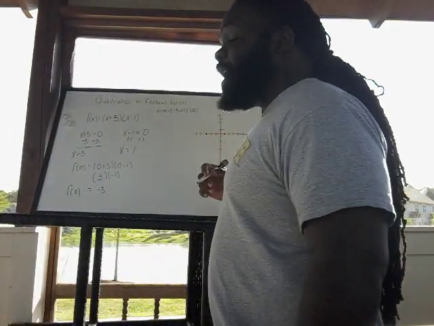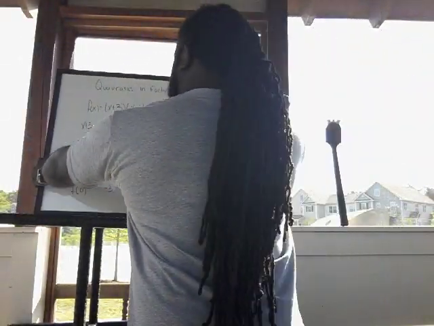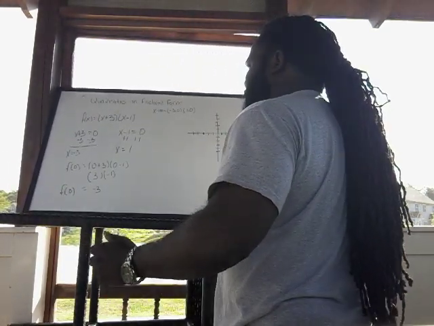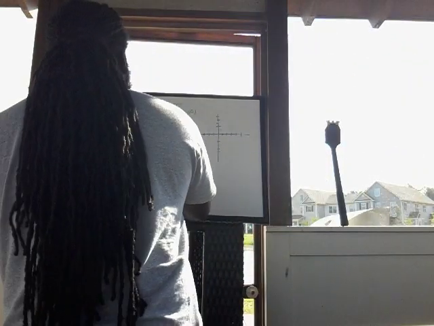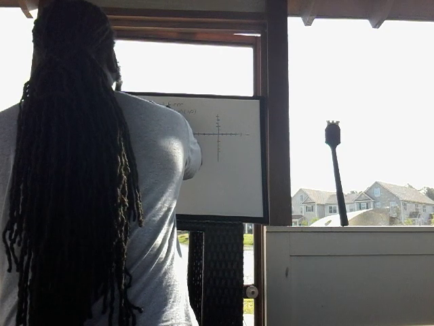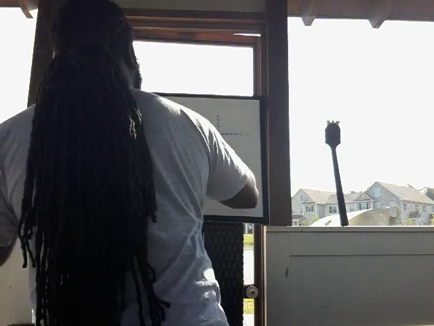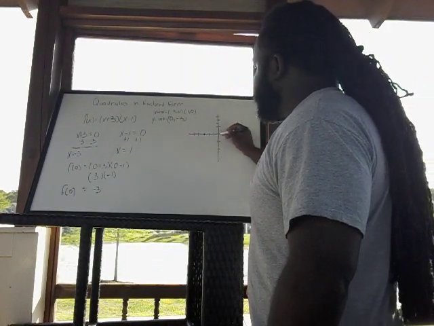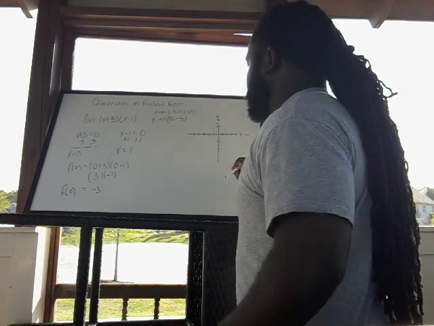So when my x value is 0, my y value is negative 3. So here, my y-intercept would be (0, -3). And we're going to plot that point from the origin. We're going to go down 3 units: 1, 2, and 3.